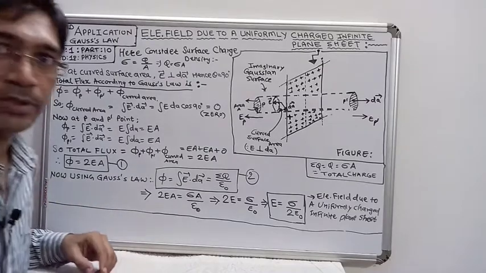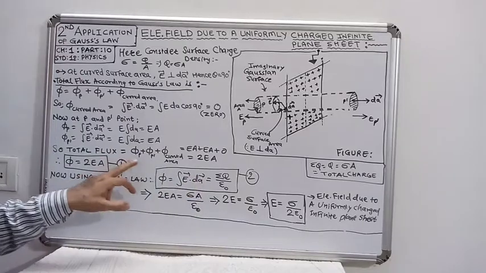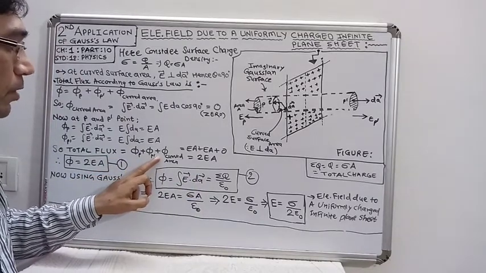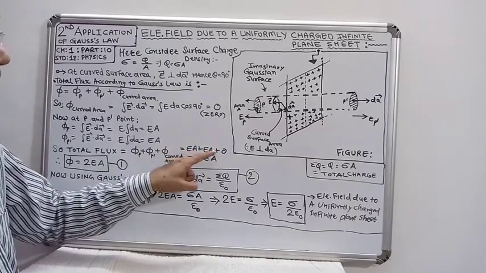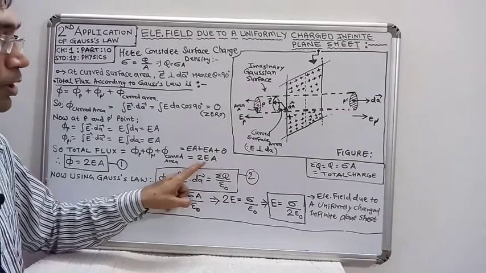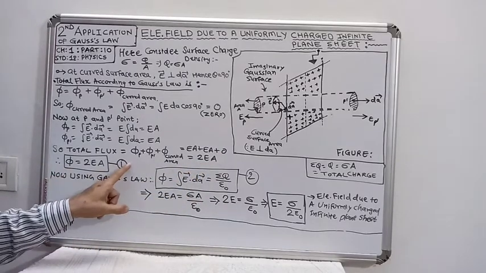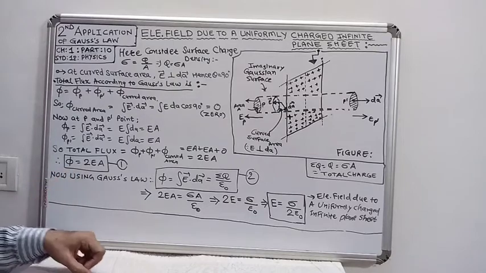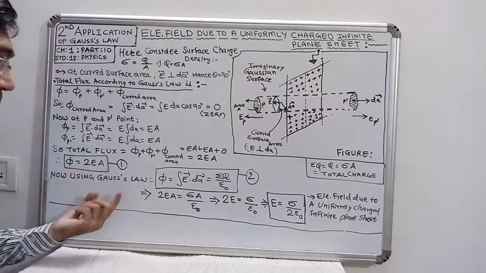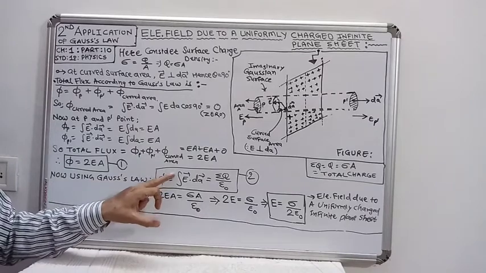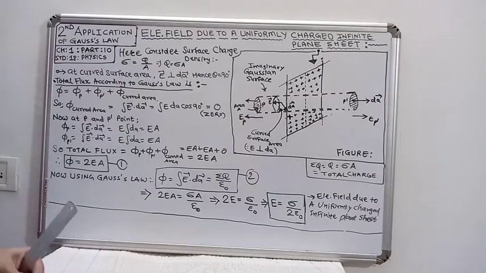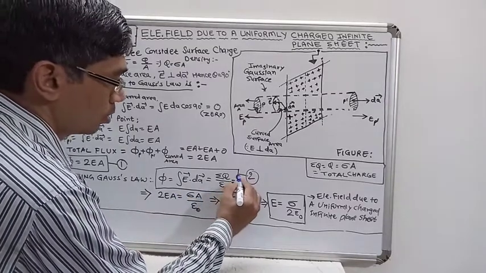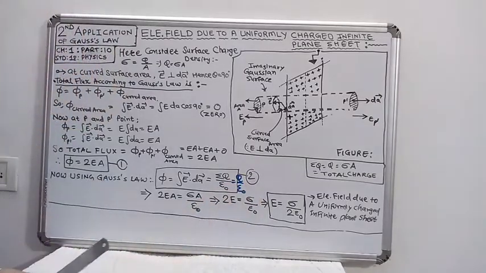Now the total flux is given by the flux at point P plus the flux at point P dash plus the flux of the curved area, which is EA plus EA plus 0, that is 2EA. So the first equation we get is flux is equal to twice EA. Now the second equation, using the same Gauss theorem: flux is equal to integration E dot dA, which is equal to sigma q upon epsilon 0. Here sigma q is the total charge. So the equation is q upon epsilon 0.